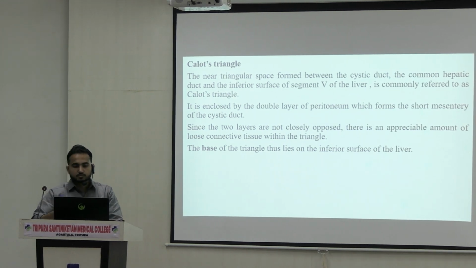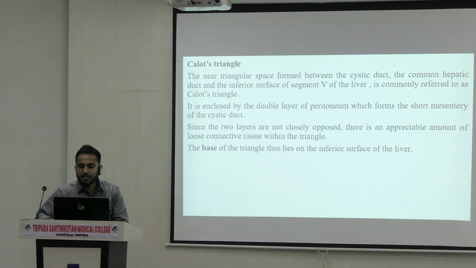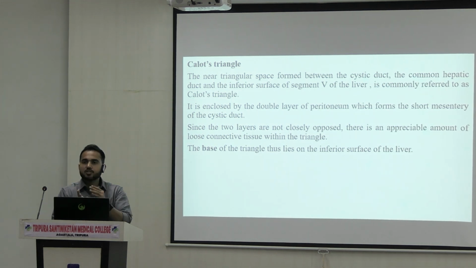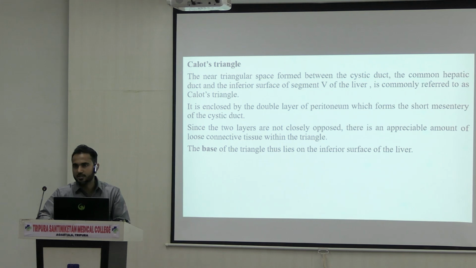Now if you see Calot's triangle, it is enclosed by a double layer of peritoneum, and sometimes it acts as the mesentery of the cystic duct. That means in the triangular space, a mesentery is present. The two layers are very closely placed, and that's why an appreciable amount of loose connective tissue is present in that particular area.